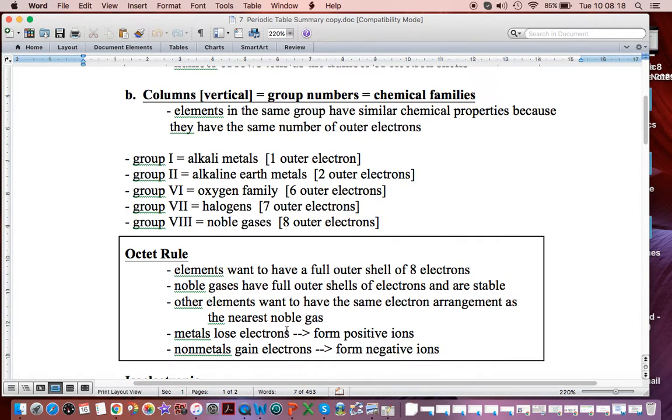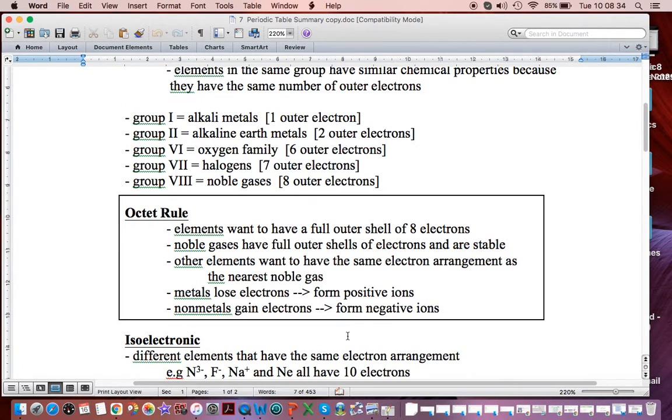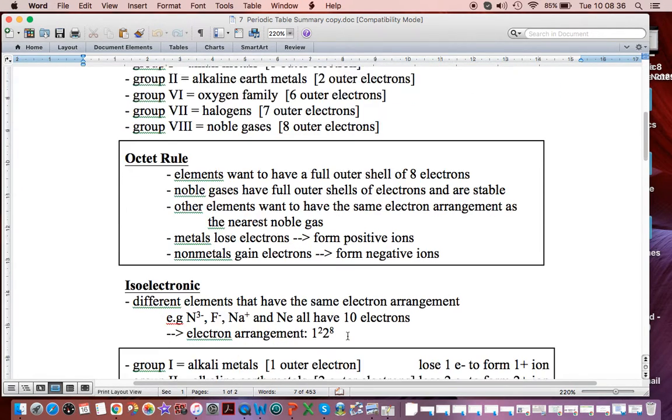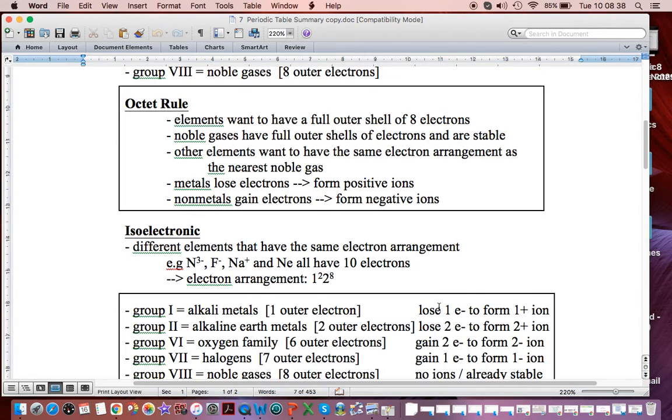So metals, like an alkali metal, have 1 outer electron. It wants to lose that and become a 1+ ion. If you look at oxygen in group 6, it's a non-metal. It's easier for it to gain 2 electrons to become a 2- ion than to lose 6. So they're going to do the easiest thing to become like the nearest noble gas.